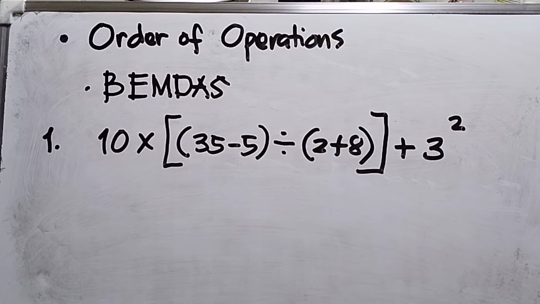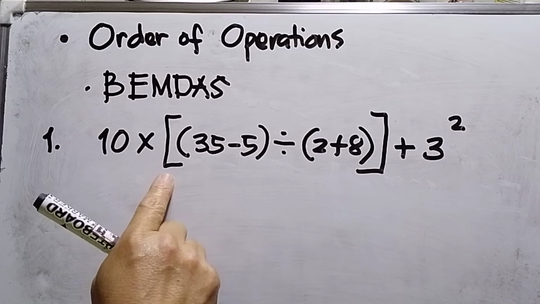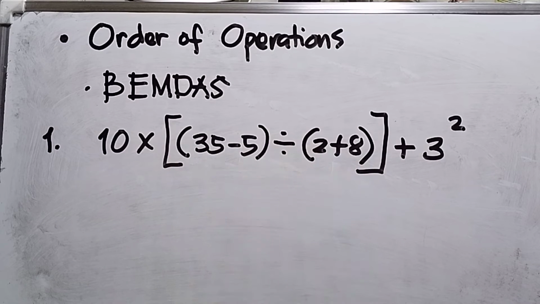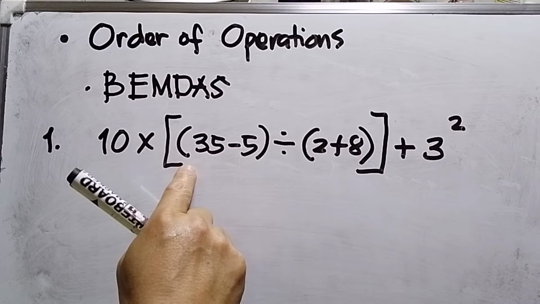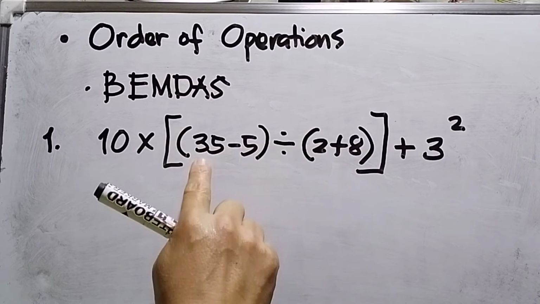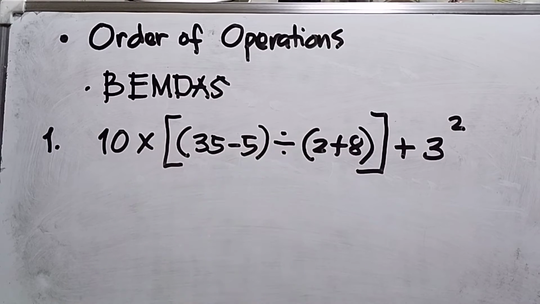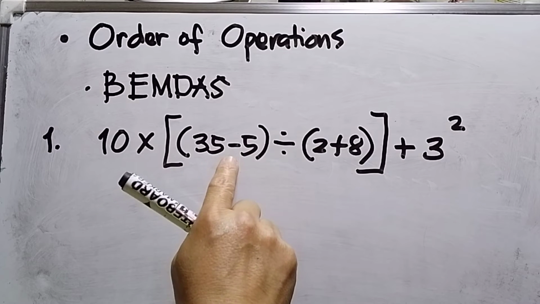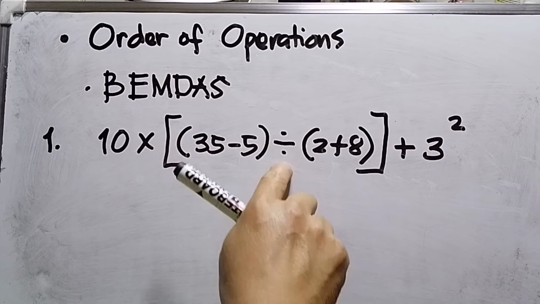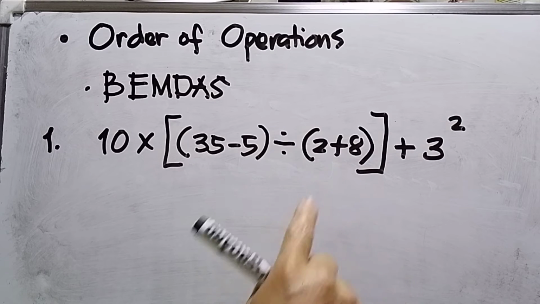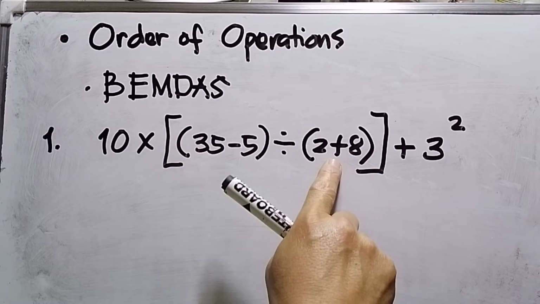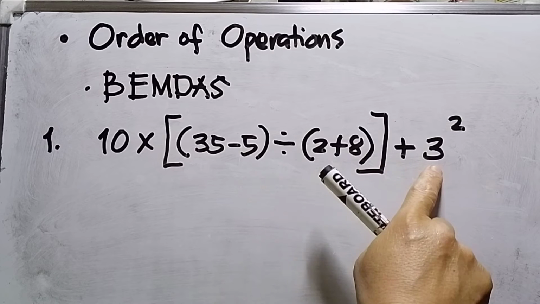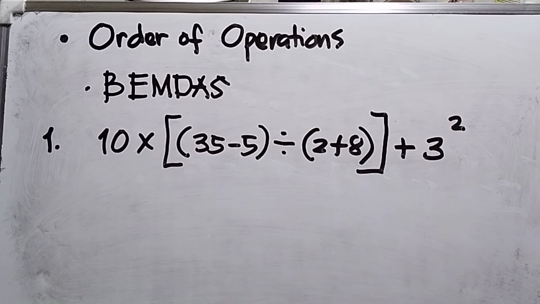Okay. This math is intended for everybody, to those who are willing to solve. So number one, I have here 10 times square brackets, and then inside the square brackets I have circle brackets, two circle brackets. 35 take away 5, or 35 minus 5, is divided by another circle brackets, 2 plus 8, plus 2, 3 raised to the second power.